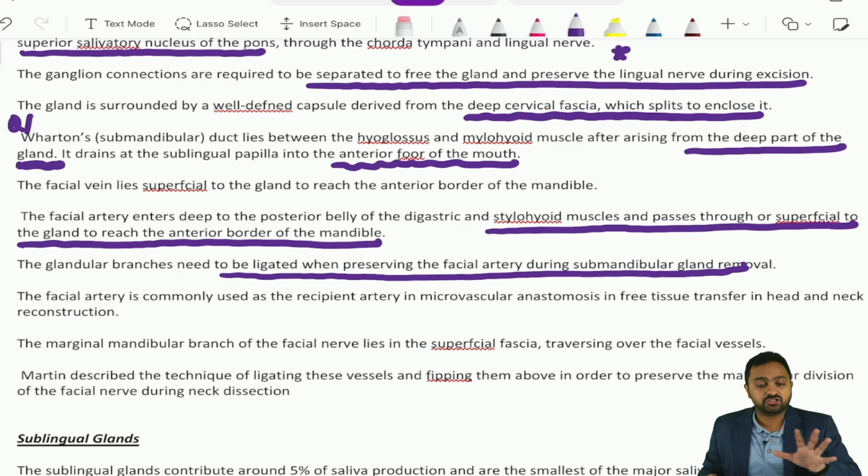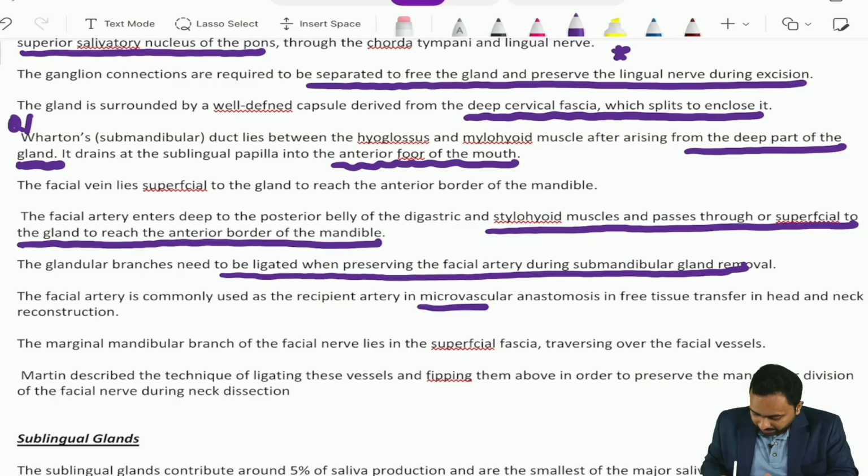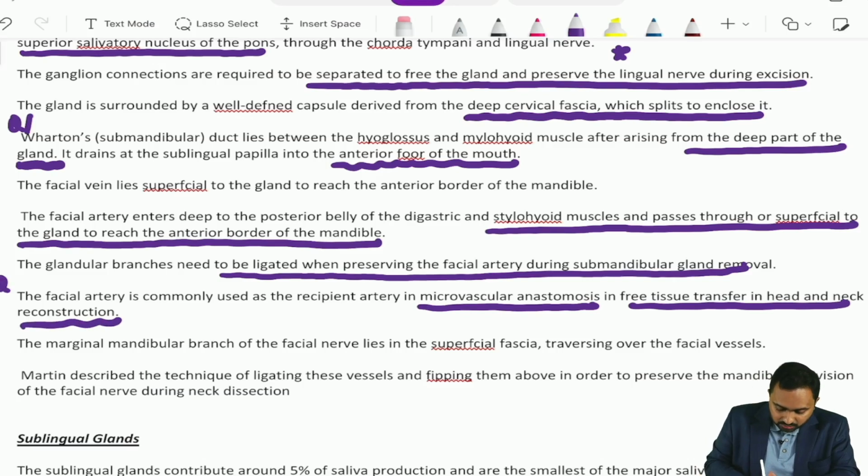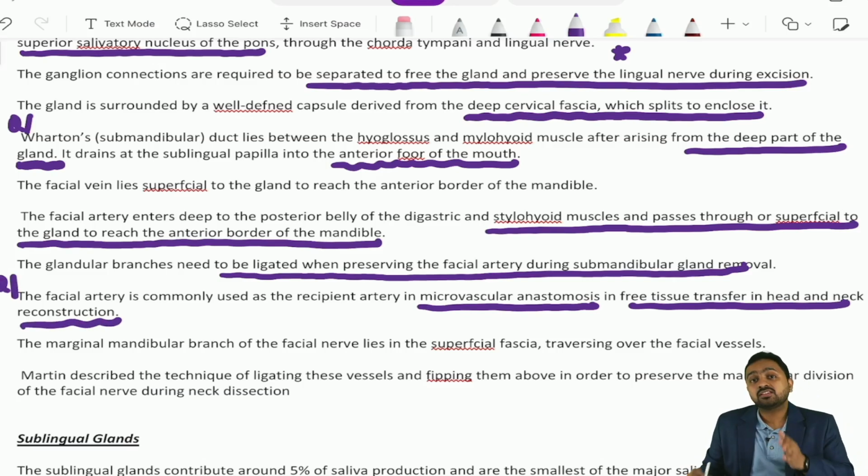Then we have your facial artery, which is commonly used as a recipient artery in microvascular anastomosis and free tissue transfer in head and neck reconstruction. So, it needs to be preserved. Hence, it is important to know the course of your facial artery, because if we injure it, we might actually remove one of the options that would be available to us for your free tissue transfer.